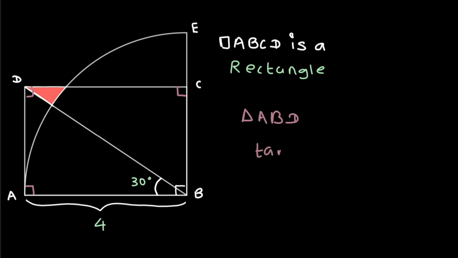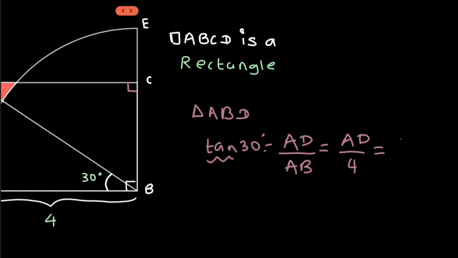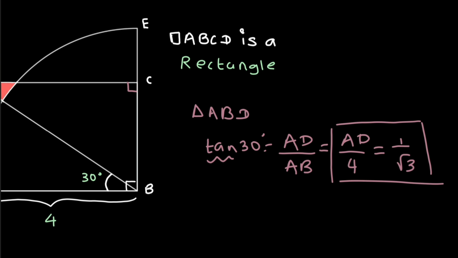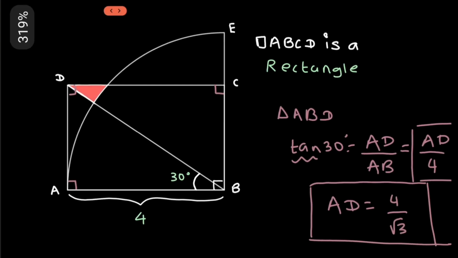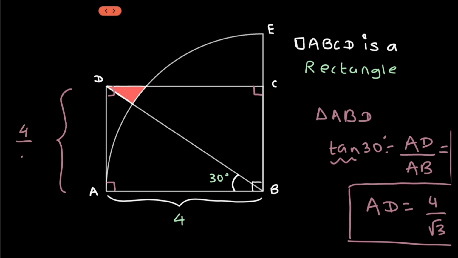So in this triangle the value of tan 30 degrees would be equal to opposite upon base, so AD upon AB. From here we can simply replace AB as equal to 4 because it has been given. So AD upon 4 would be equal to tan 30. Remember the value of tan 30 degrees is 1 upon square root of 3. Doing cross multiplication, we get AD as equal to 4 upon square root of 3. So here we have got the length of AD, that is ultimately the breadth of this rectangle.